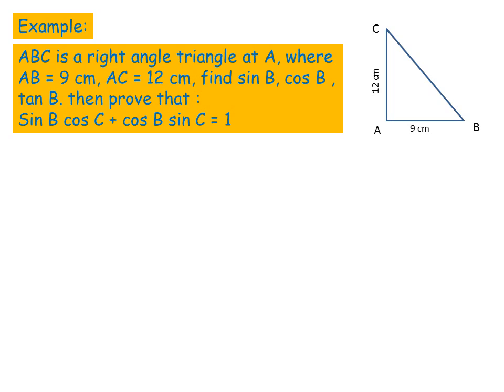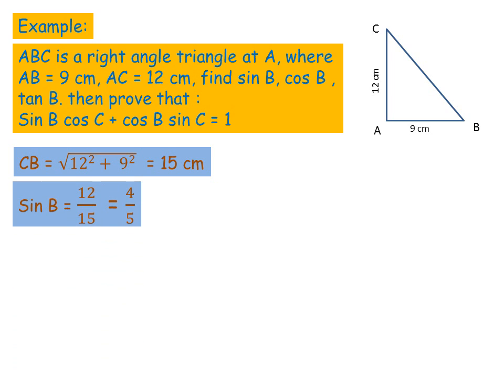So to find sine, cosine, and tan, I must have the lengths of the three sides of this triangle. By using Pythagoras, I can easily calculate the hypotenuse length, which is CB. So CB equals the square root of 12 squared plus 9 squared, and that will be 15 centimeters. So now I have the three side lengths of this right angle triangle, so I can easily calculate sine, cosine, and tan for any angle of it.